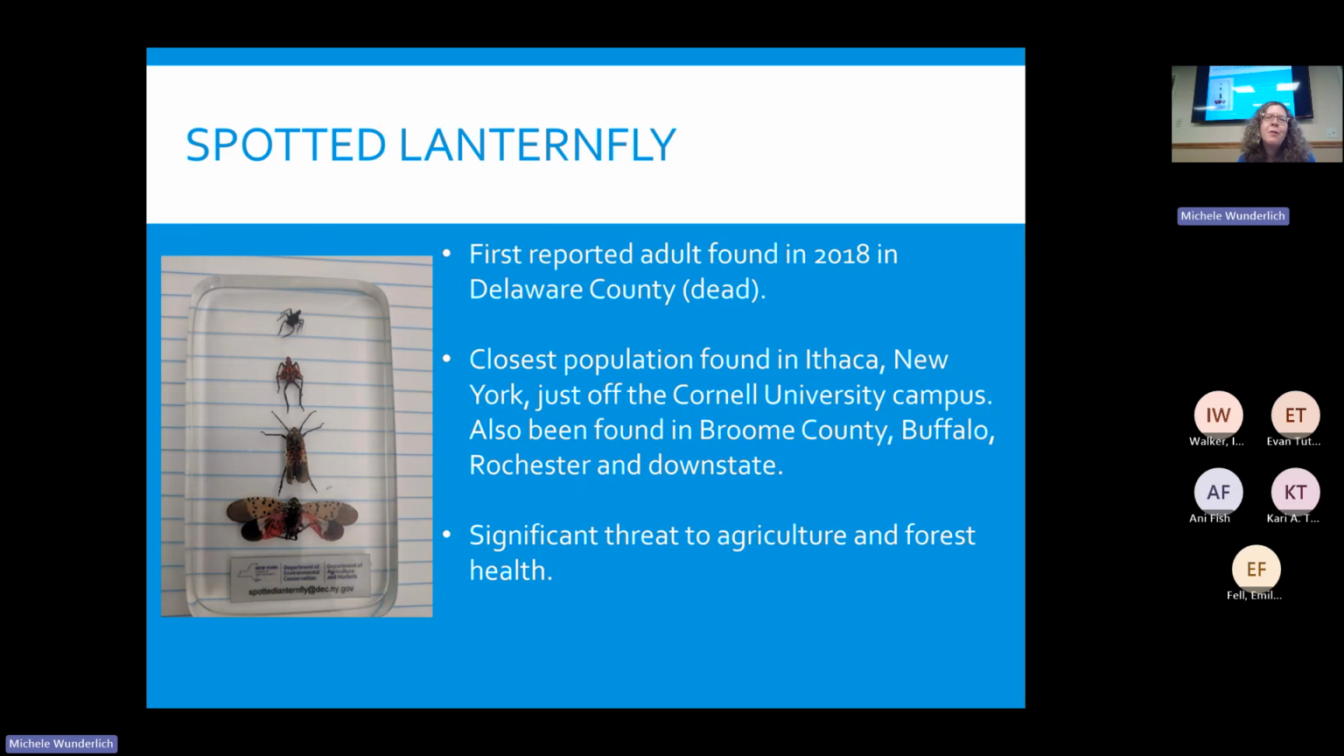Spotted lanternfly was first found in New York State in 2018. The closest population is in Ithaca, just off the Cornell campus. But it's also been found in Broome County, Buffalo, Rochester, and a lot of downstate. It's a significant threat to agriculture and forest health. They like grapes, apples, hops, maples, walnuts, sumac, oaks, and pines.